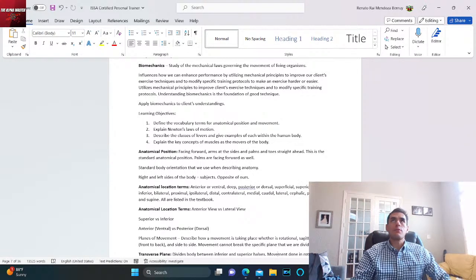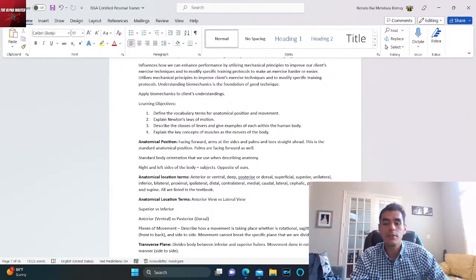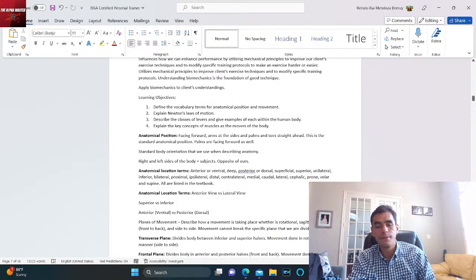The transverse plane divides the body between inferior and superior halves: inferior in the legs and superior in the upper body. Movement is done in a rotational manner. The transverse plane involves a side-to-side rotational movement.